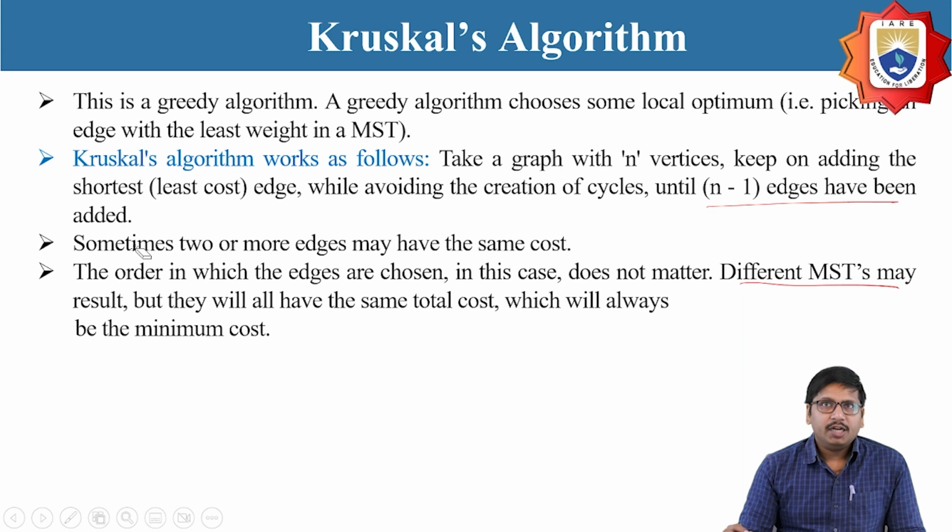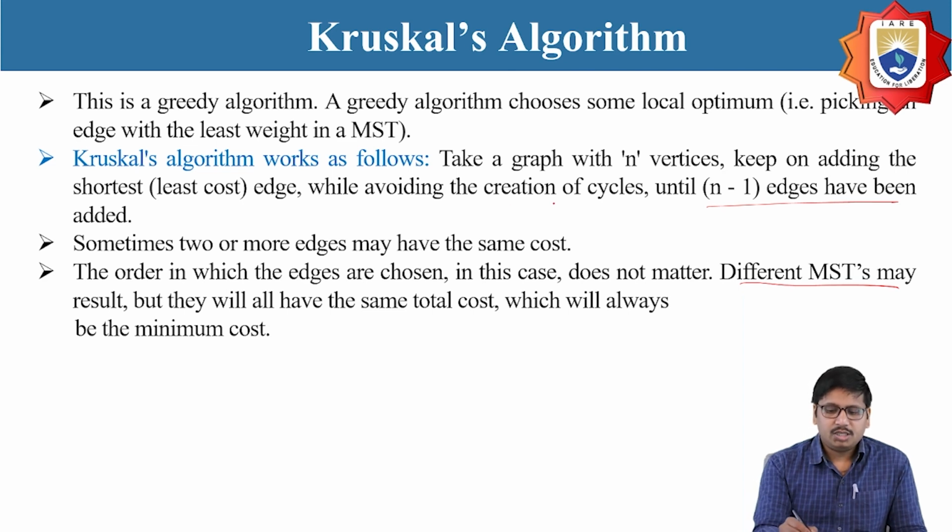So this should be the greedy algorithm. Here this algorithm is going to choose the local optimum, that is, picking an edge with the least cost. And Kruskal's algorithm works as follows. The graph is taken with n vertices, and we keep adding the shortest edge, avoiding the creation of cycles, until n minus 1 edges have been added.